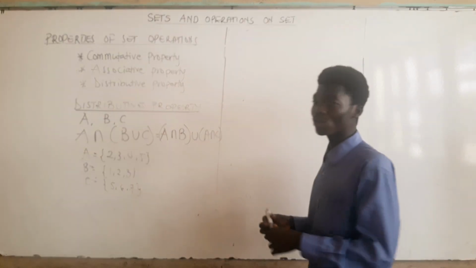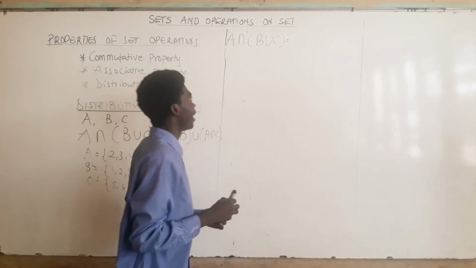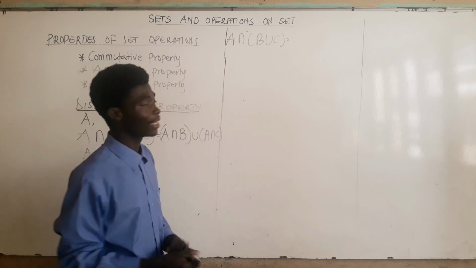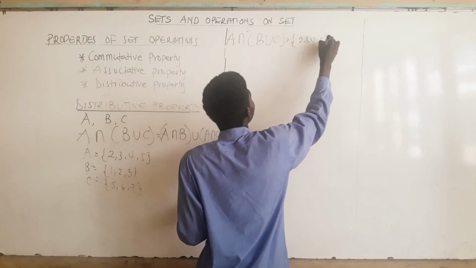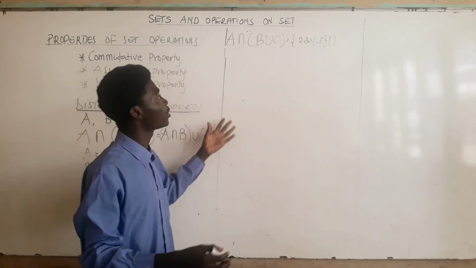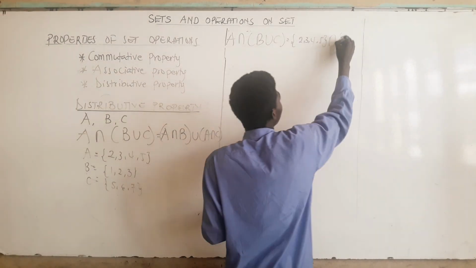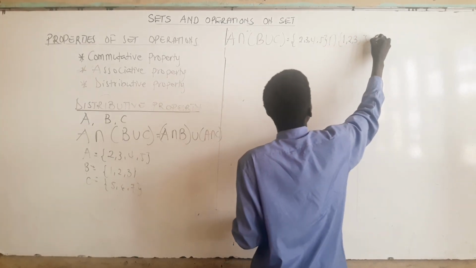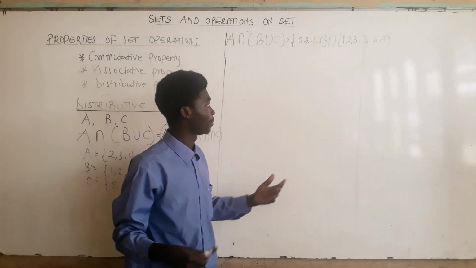So the first one we are going to talk about is the intersection distributing over the union. We are supposed to list the elements of set A. And the elements of set A are 2, 3, 4, and then 5. So intersection, the combination of B and then C. That's set B and then set C. So what would be the union of set B and set C? That would be 1, 2, 3, 5, 6, 7. So that is the union of set B and then C.